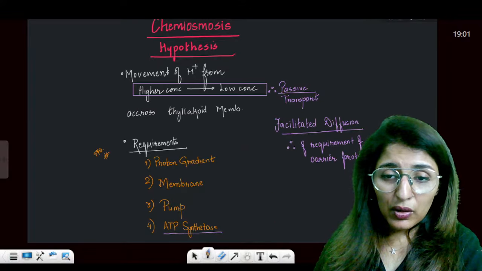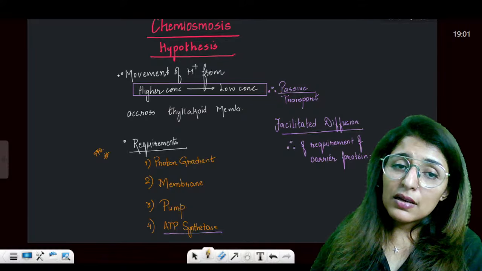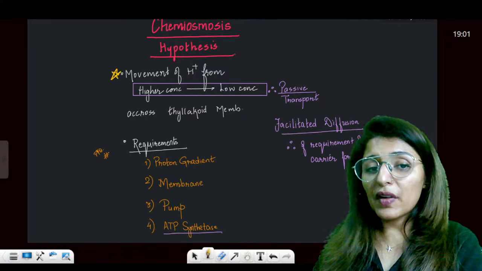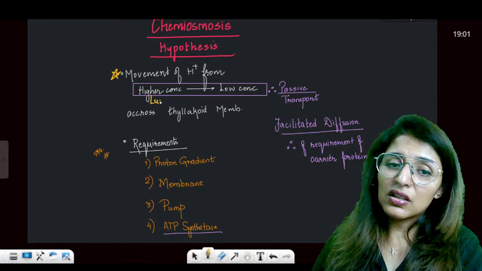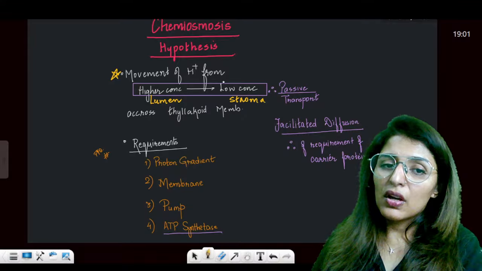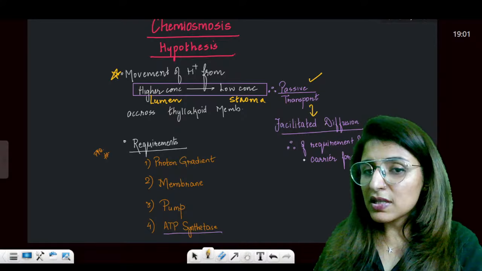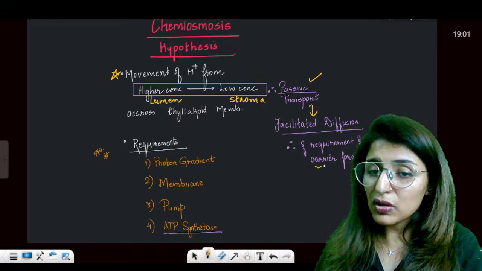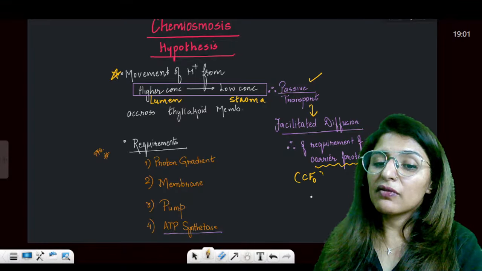Now, very, very important question here. The chemiosmosis hypothesis involves movement of H positive ions from high concentration to low concentration. Where is high concentration? That is in the lumen. Where is low concentration? That is the stroma. So, since it is moving from high to low, it is a passive transport. Which method of passive transport? Facilitated diffusion, because there is a requirement of a carrier protein, which happens to be CF0.